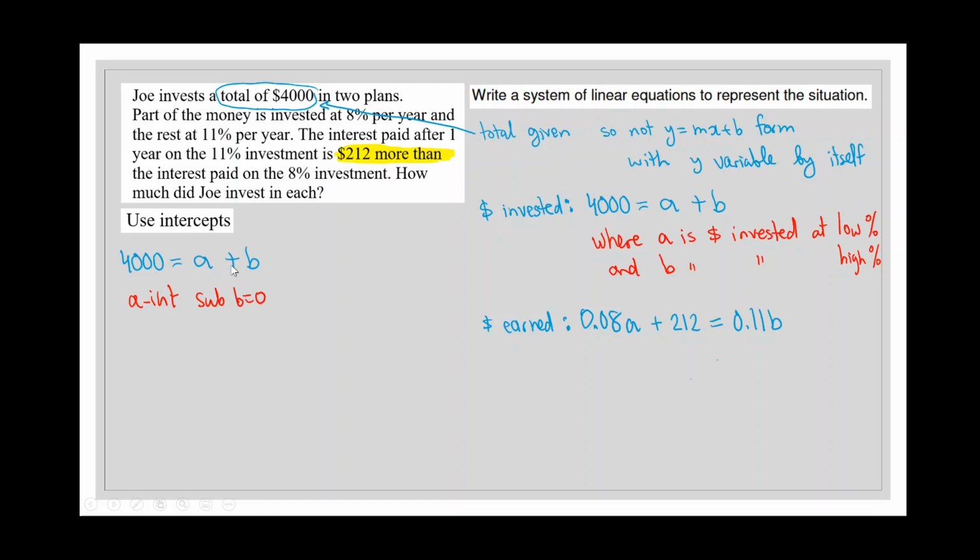So in equation number 1, I'm going to find the A intercept by subbing in B equals 0. And I get 4,000 for A and 0 was plugged in for B, so that's one of the points.